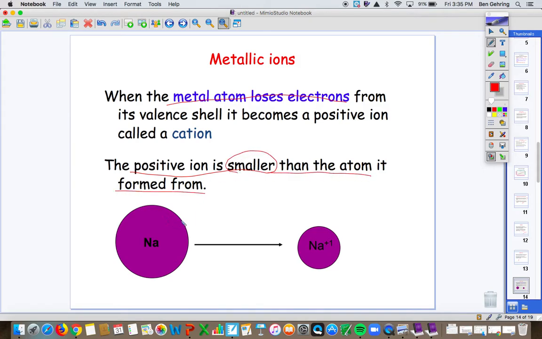So a neutral sodium atom is here. When it loses that electron, it loses that outer energy level, which means that it's going to shrink because that whole energy level is gone. So we lost all of this because that one electron was taken away. We lost this entire energy level. And so our atom is going to shrink.